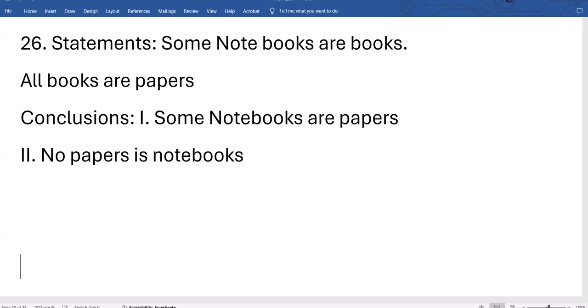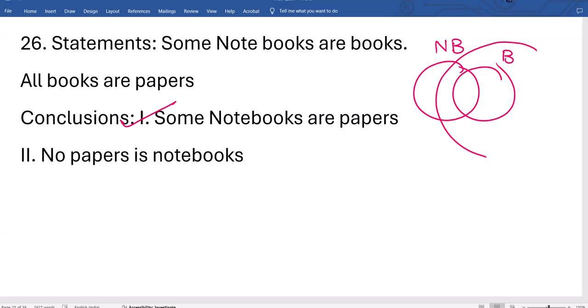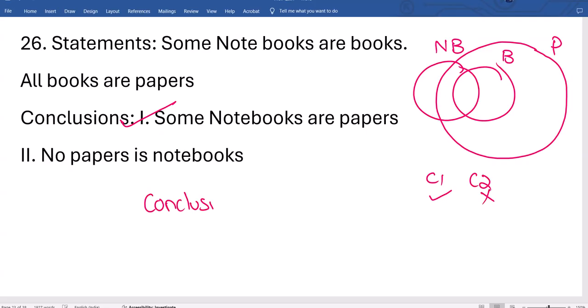Yes, conclusion 1 follows is correct. See, some notebooks are books. Some part of notebooks are books. All books are papers. Now, some notebooks are papers is correct. The first one is correct. Second one: no paper is notebook. Paper and notebook are connected, but this is saying that no paper is notebook. There is no connection. This is wrong. Here conclusion 1 follows. For this question the answer is conclusion 1 follows.